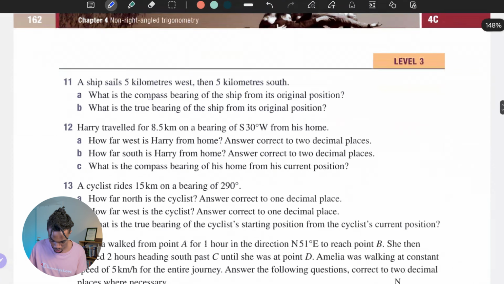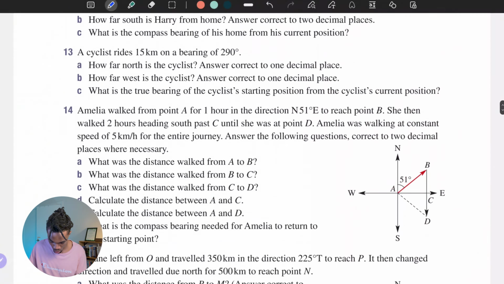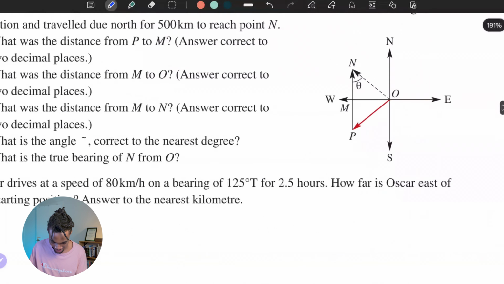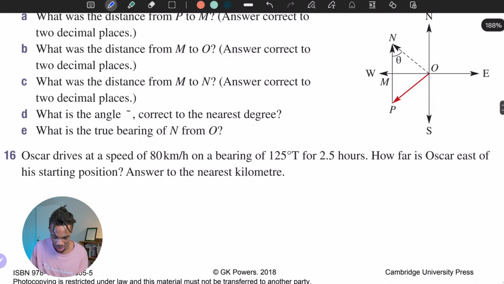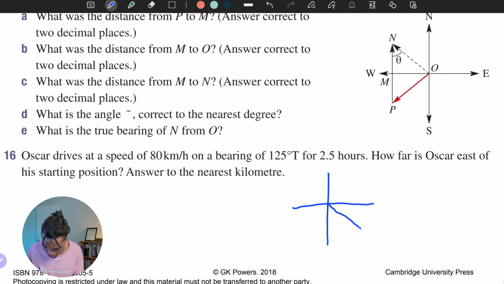Let's do this one. Oscar drives at a speed of 80 kilometers an hour on a bearing of 125 degrees T. So 125 is about here, for 2.5 hours. How far is Oscar east of his starting position, correct to the nearest kilometer?